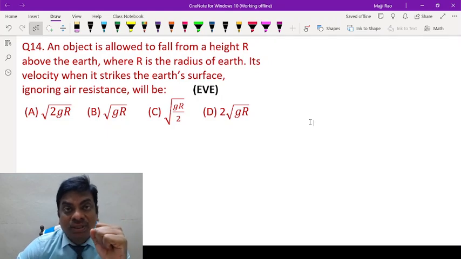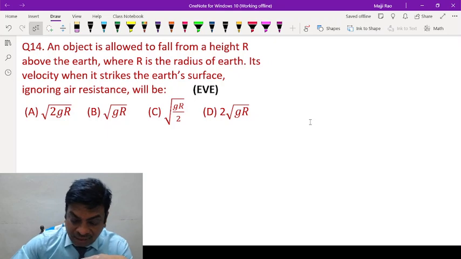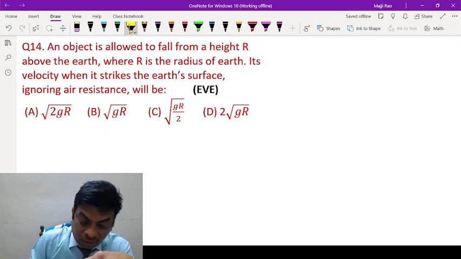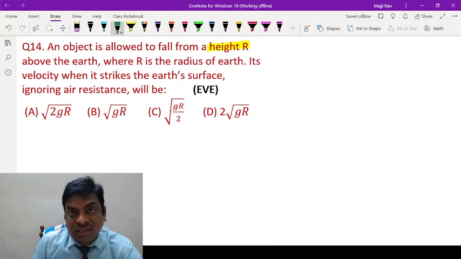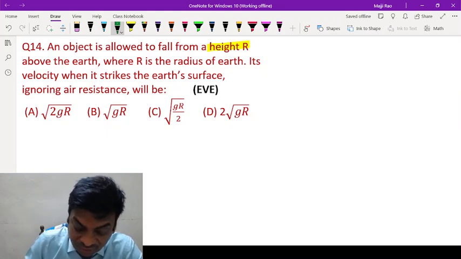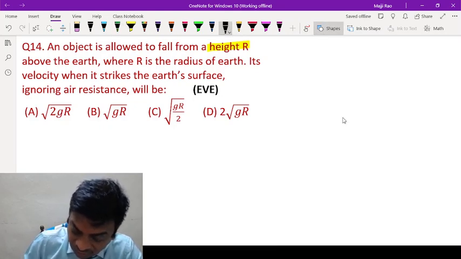That is an approximate formula. Whereas here in this question, as you can see, the object has been dropped from a height equal to r, where r is the radius of earth. So certainly g is not constant here. If g, the acceleration due to gravity, is not constant, then you cannot use the formula mgh. So we have to go with the actual formula. Let us see what the actual formula is.